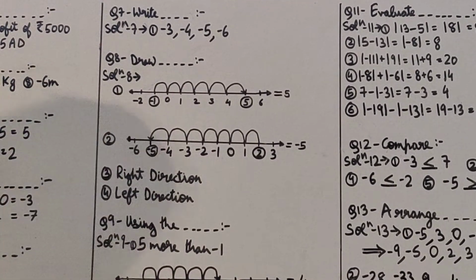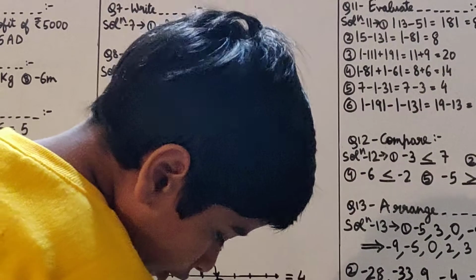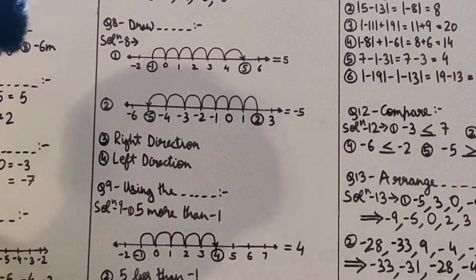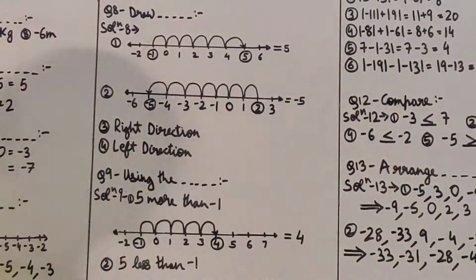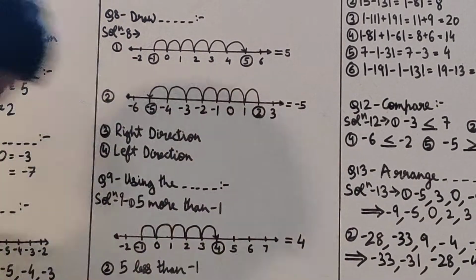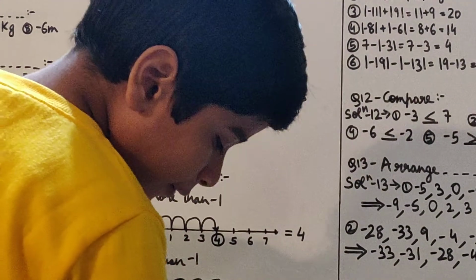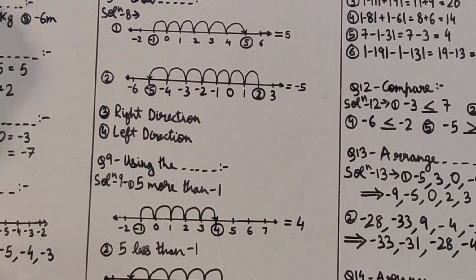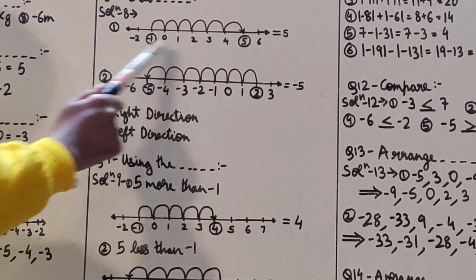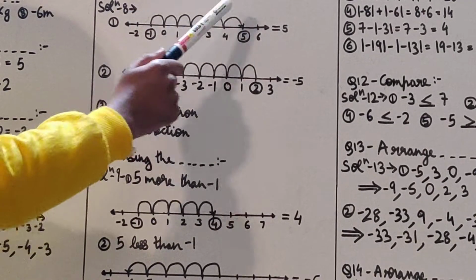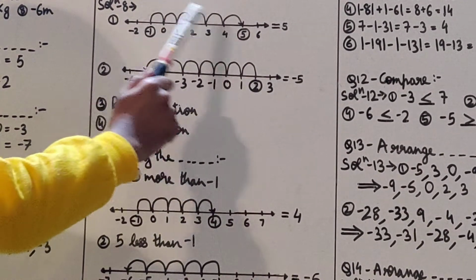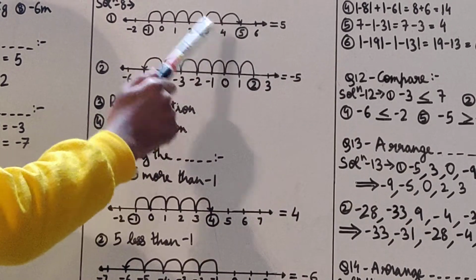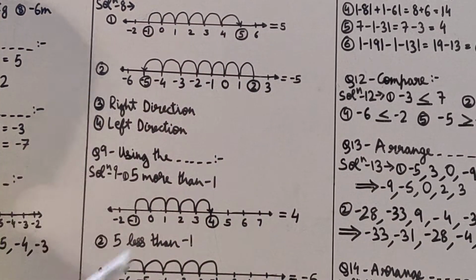Then question 8. Draw a number line and answer the following questions. I have drawn the number line. Which number will we reach if we move 6 units to the right of -1? Let's count. When we move towards the right of -1 by 6 units, we'll reach 5 as the answer.